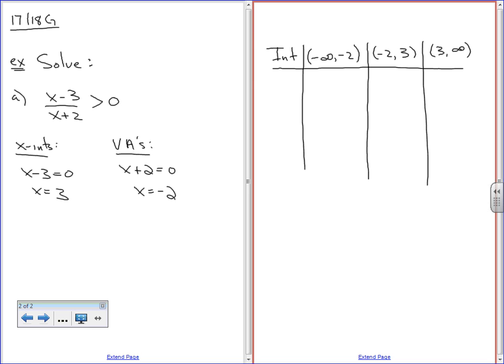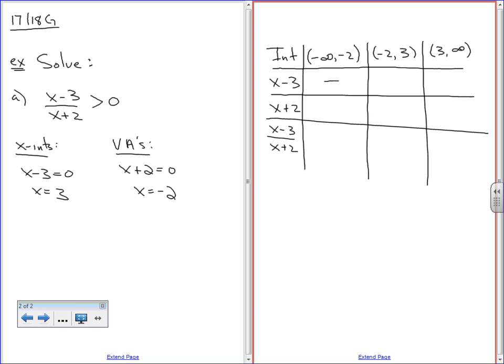What we're going to do now is look at the factors that make up my rational expression. So x minus 3 is my first factor. x plus 2 is my second factor. And then when I divide x minus 3 over x plus 2, I get my rational function. So now it's just a matter of filling out this interval chart. Okay, we've done a number of these interval charts. So take a value between -infinity and -2, any value, -10. -10 minus 3 is a negative value. -10 plus 2 is a negative value. A negative divided by a negative is a positive. Anybody unsure what I'm talking about?